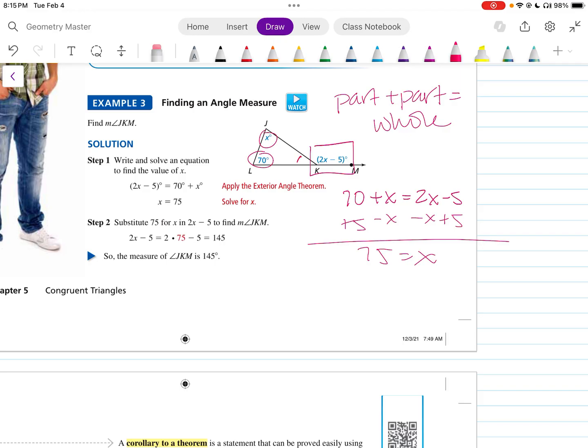We can check that. 70 plus x, we could find out what this is. Or we can also find out what 2x minus 5 is. So 2 times 75 minus 5. 2 times 75 is 150, minus 5 is 145. So the measurement here of 2x minus 5 is 145 degrees, and x is 75 degrees.